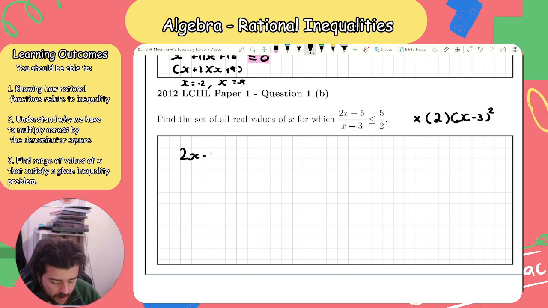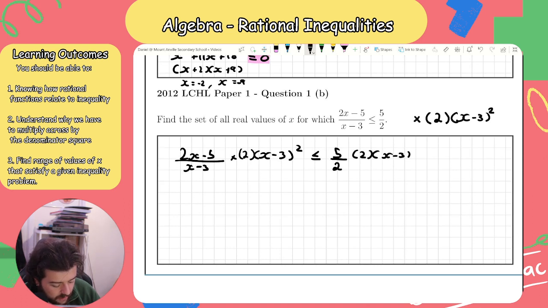So 2x minus 5 all over x minus 3 times 2 times x minus 3 squared is less than or equal to 5 over 2 times 2 times x minus 3 squared. So one of these x minus 3 is going to divide into one of these ones. This 2 is going to divide into that 2. So I have here 2 times 2x minus 5 times x minus 3 is less than or equal to 5 times x minus 3 squared. That's going to be x squared minus 6x plus 9.